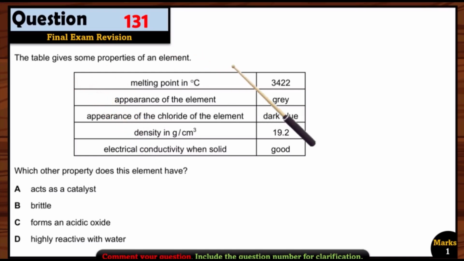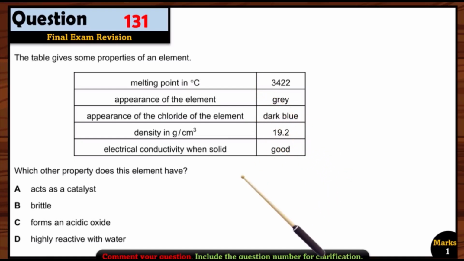Question 131. The table gives some properties of an element. Which other property does this element have? If you see, the chloride salt is colorful, density is very high, electrical conductivity is high, melting point is very high, and the appearance of the element is gray. So what does it mean? It means it is giving colorful compounds, and it is also colorful. So it is actually a transition element.